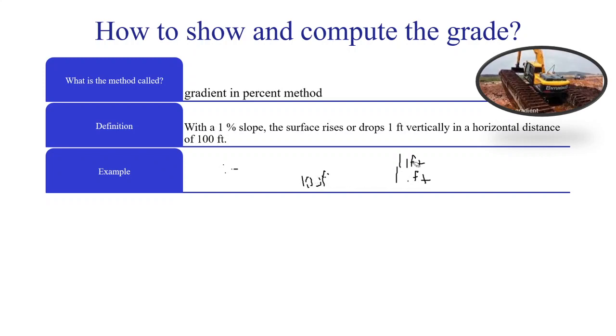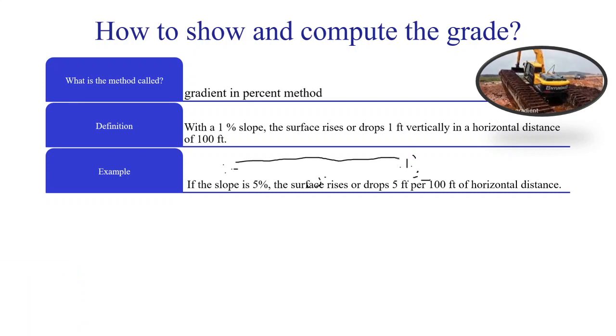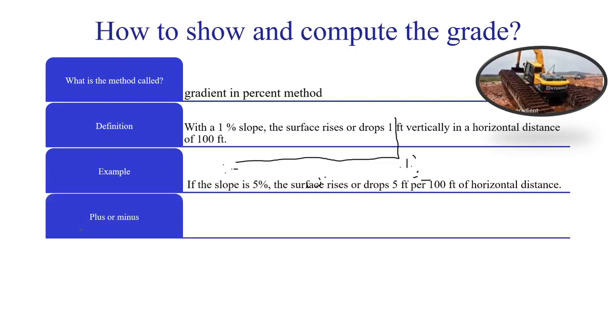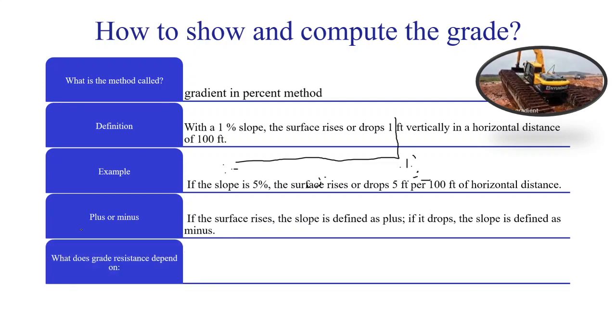Okay, so an example here is: if the slope is 5%, the surface rises or drops 5 feet per 100 feet of horizontal distance, right? So you can get the meaning. If it is 5%, after 100 feet you will go 5 feet up or down, depending on the sign of the slope, plus or minus. Obviously, if the surface rises, the slope is defined as plus. If it drops, the slope is defined as minus.